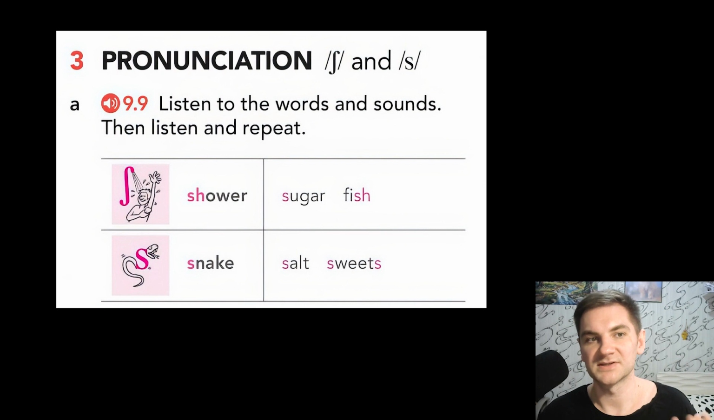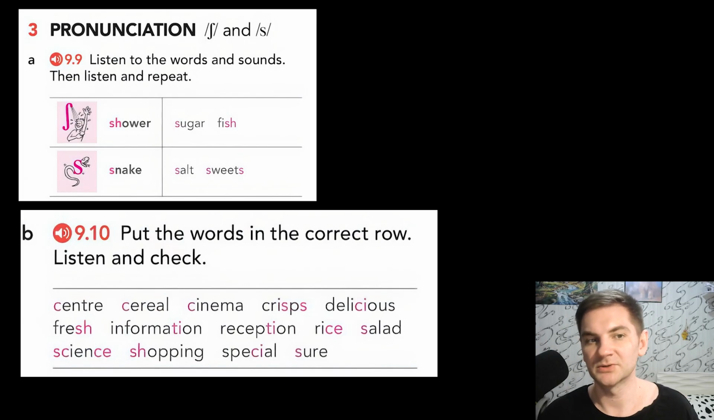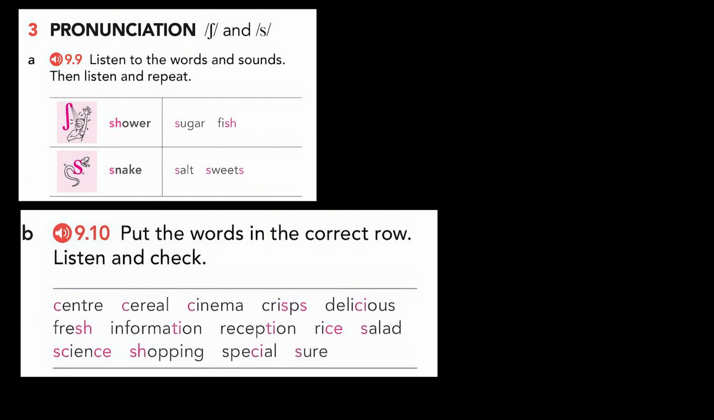Part number 3, pronunciation. Listen to the words and sounds, then listen and repeat. Shower. Sh. Sugar. Fish. Snake. S. Salt. Sweets. Put the words in the correct row. Listen and check.